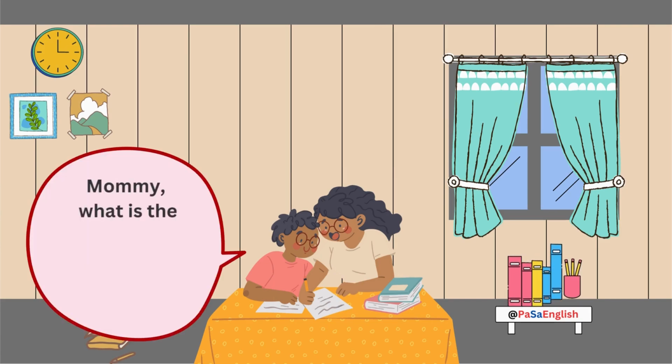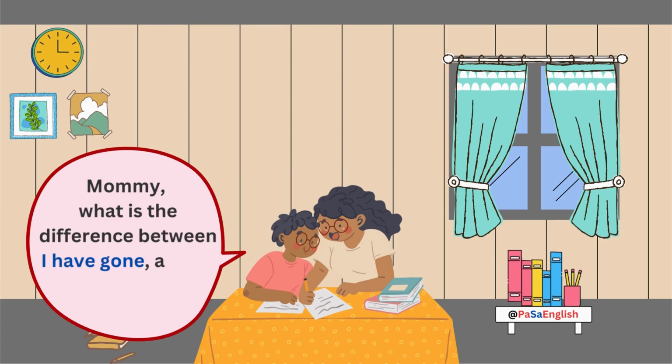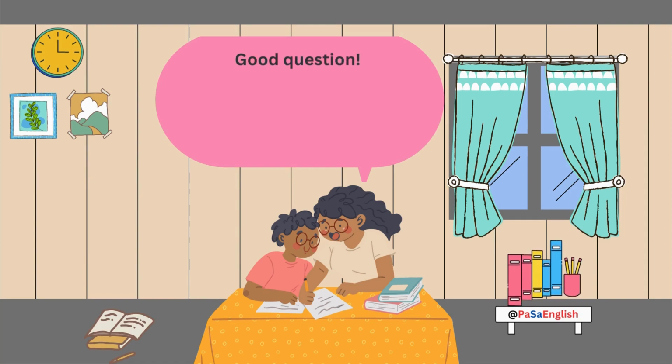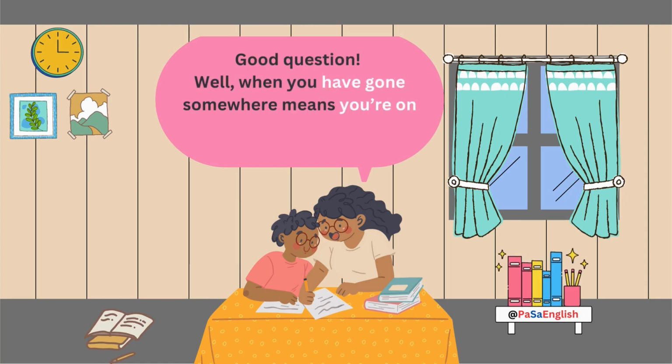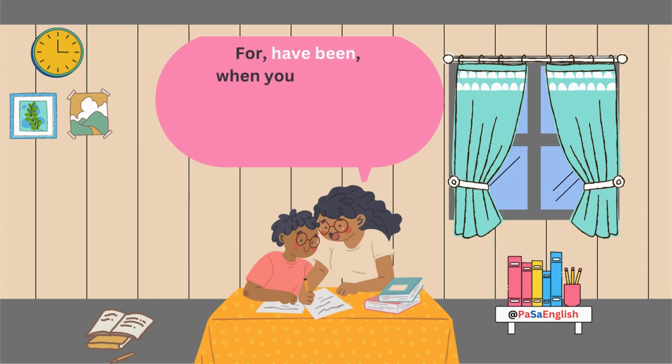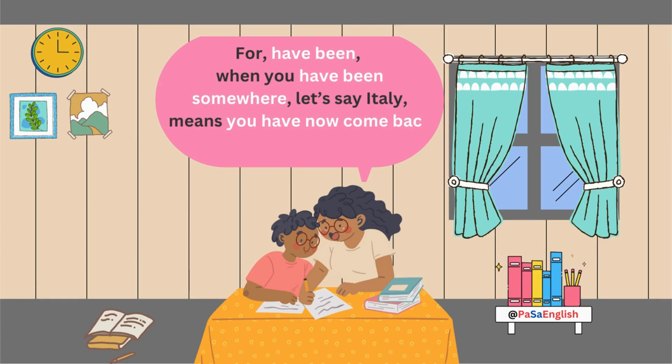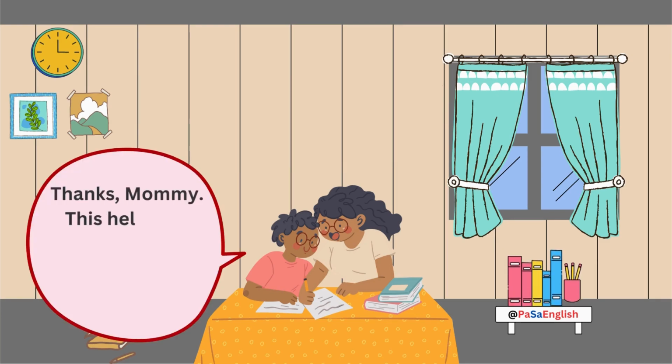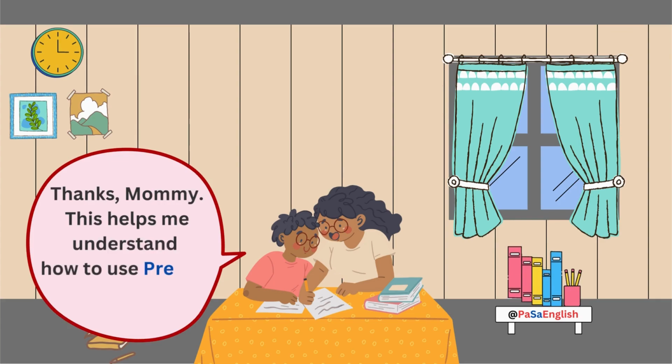Mommy, what is the difference between I have gone and I have been? Good question. Well, when you have gone somewhere means you're on the way there, or you are there now. For have been, when you have been somewhere, let's say Italy, means you have now come back from Italy. Thanks, Mommy. This helps me understand how to use present perfect better.